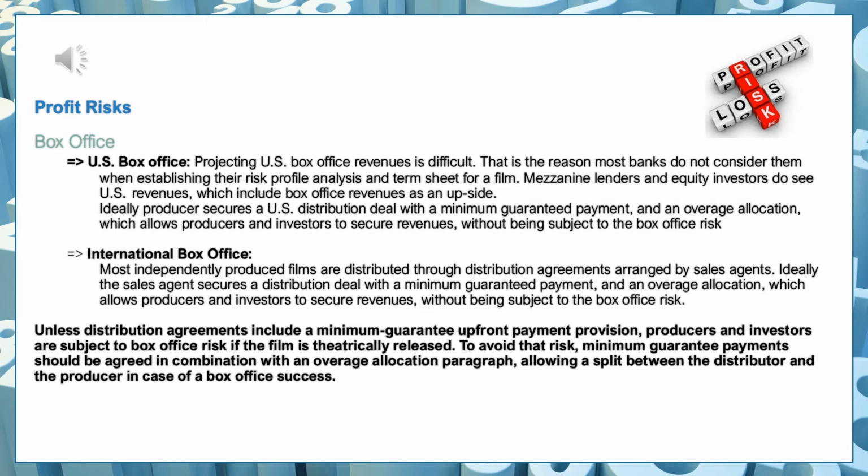But if the P&A investor is also recouping from international distribution rights revenues, that could not be ideal. So you want to try to keep the P&A investor recouping from the US box office, in which case the investors and banks are not as negatively affected by the potential box office flop if it doesn't work out.